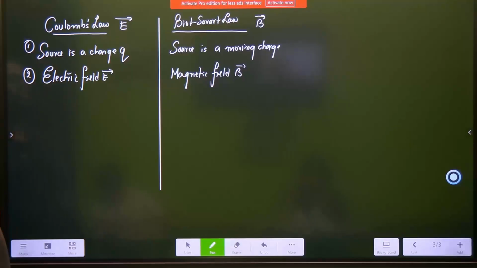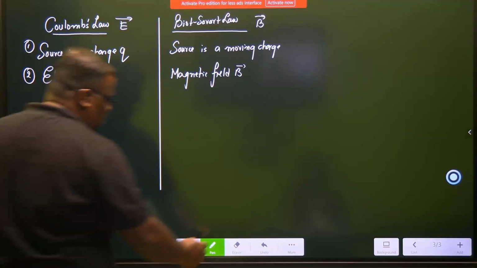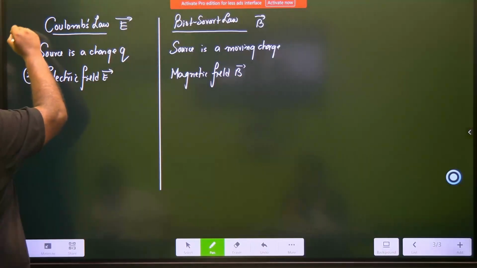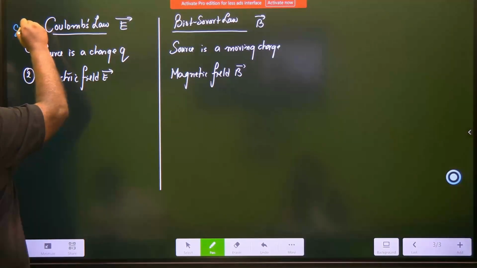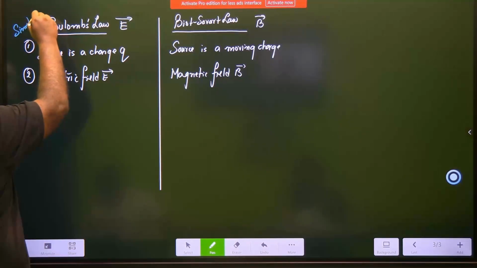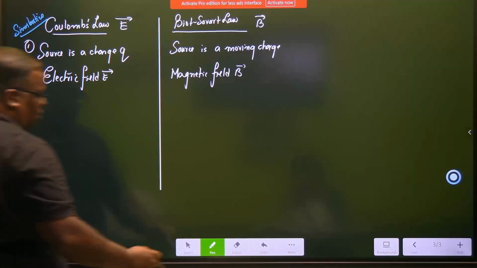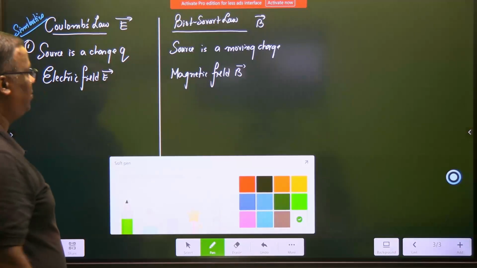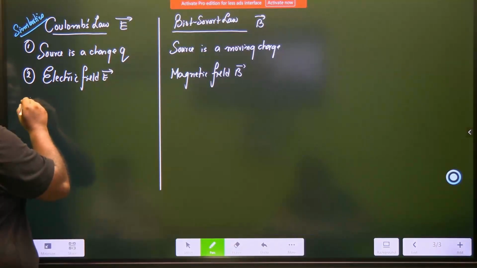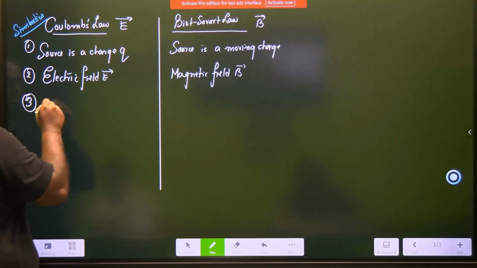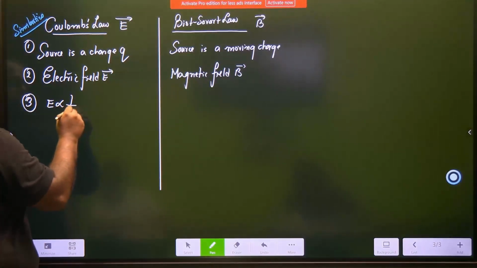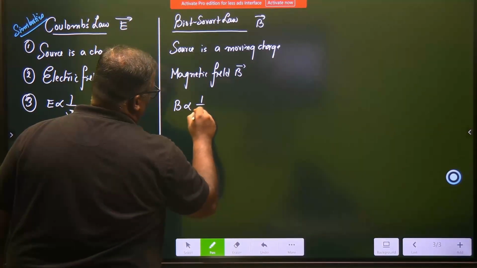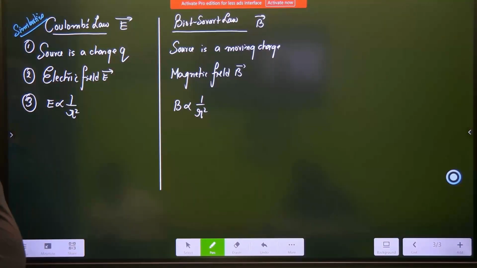Okay, we are comparing, and just put one short note above it that this is the comparison of all similarities. We are just comparing the similarities. We will also compare the differences. Three, the electric field follows the inverse square relationship. The magnetic field also follows the inverse square relationship because we are studying all similarities.